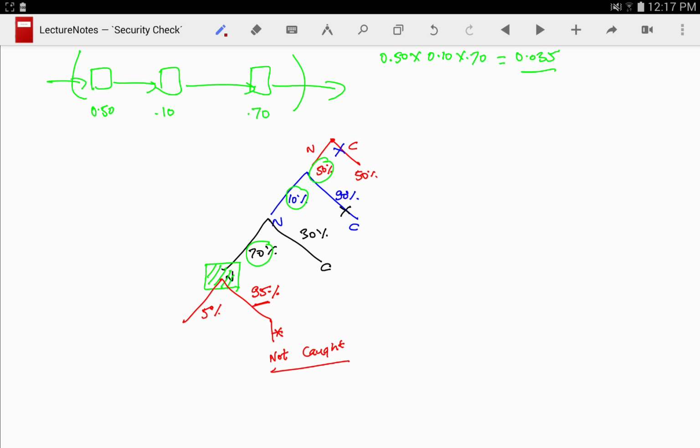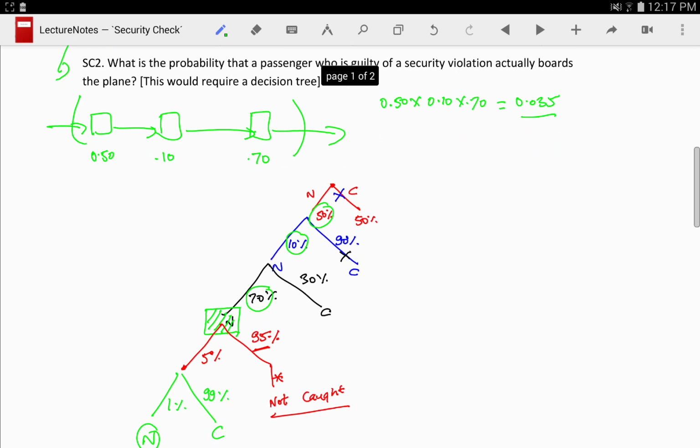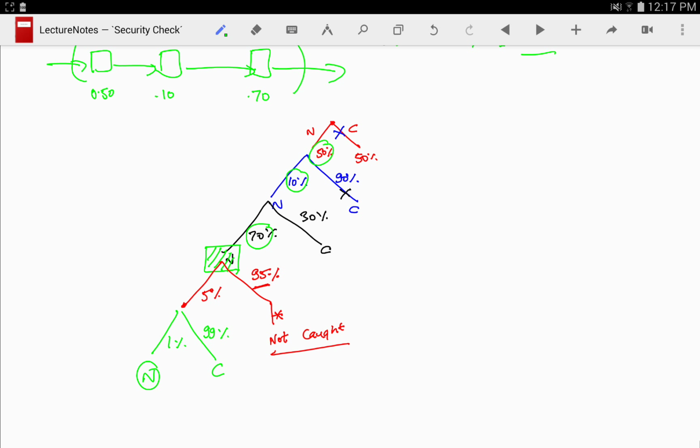Right? But if he gets called for random screening, there's a 99% probability he will get caught, but there is a 1% probability he will not get caught. So what is the probability he will not get caught if we go past the fourth step? Well, he will not get caught if he ends up here, or if he ends up here. The question is, what is the probability of ending up here, and what is the probability of ending up here?